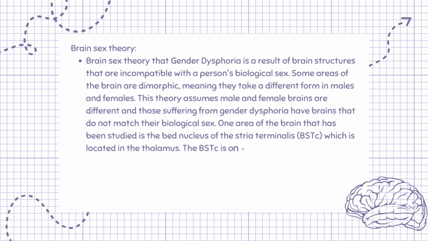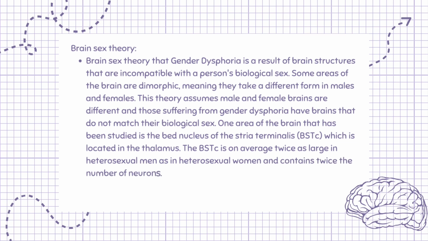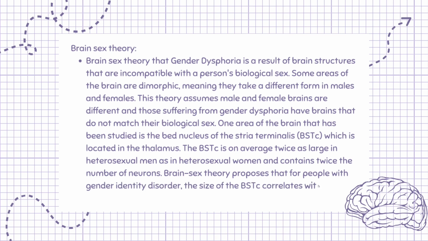The BSTc is on average twice as large in heterosexual men as in heterosexual women and contains twice the number of neurons. Brain sex theory proposes that for people with gender identity disorder, the size of the BSTc correlates with preferred sex rather than biological sex.